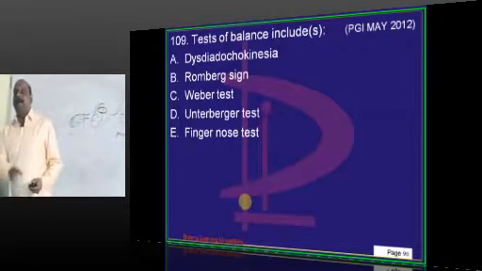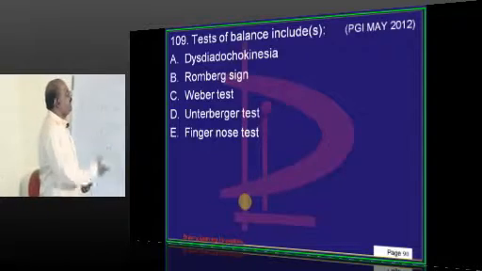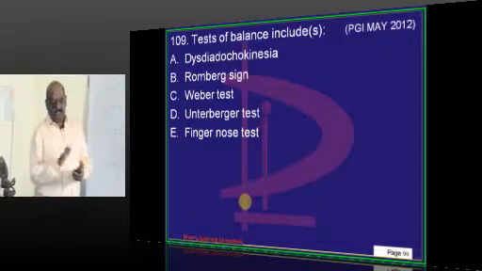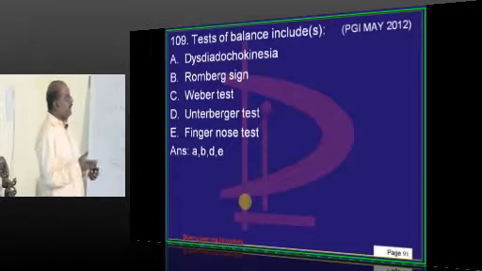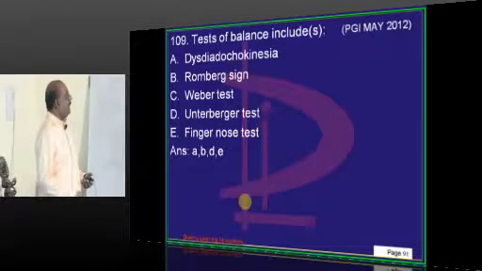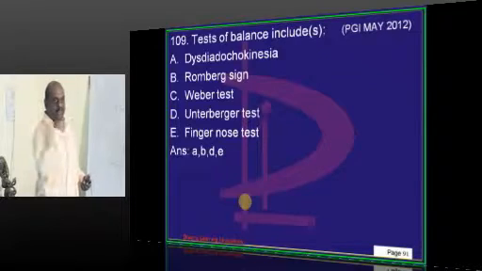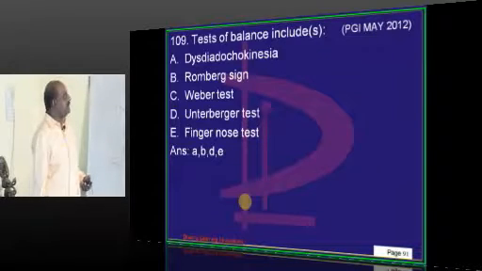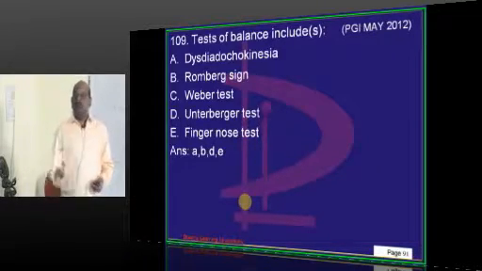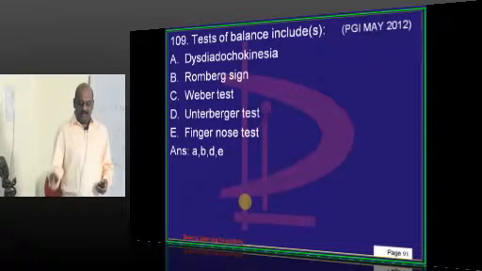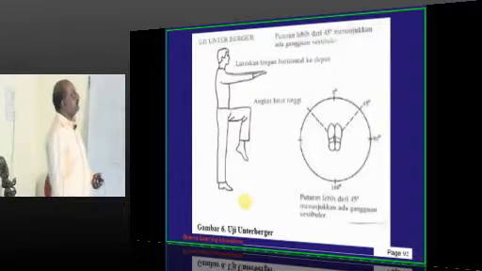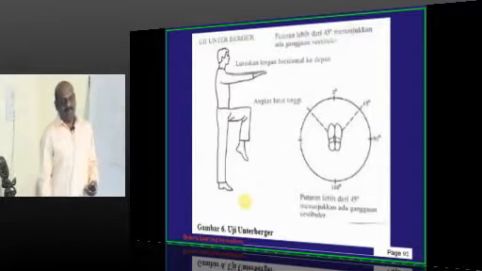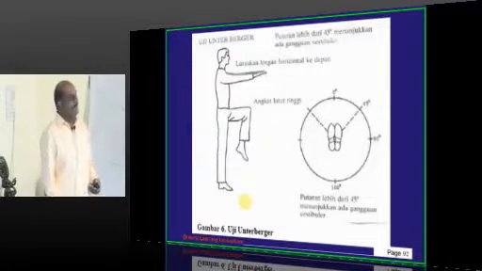What are the tests for balance? Easy to guess. Dysdiadochokinesia is cerebellar dysfunction, so good for balance. Romberg is also good for balance. And the finger nose test for cerebellar dysfunction will also help you with balance. The only thing you need to know is Unterberger's test. For me also it was the first time, only with the class I prepared.